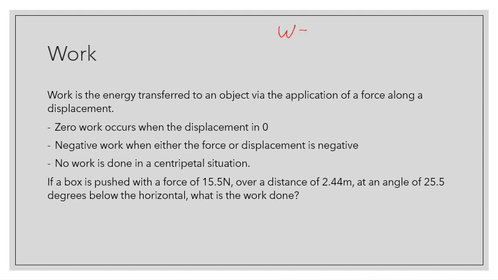And work's equation is W is equal to F cos theta delta D, where F is the force that is causing the work, cos theta has to do with the angle at which the force is acting, and delta D is the displacement. The SI unit for work is the joule. The joule is also defined as a Newton meter.